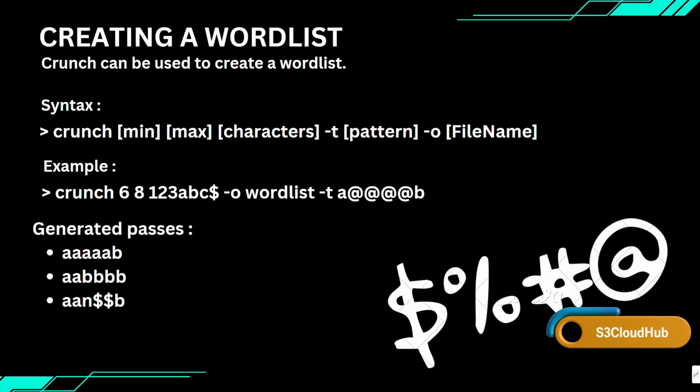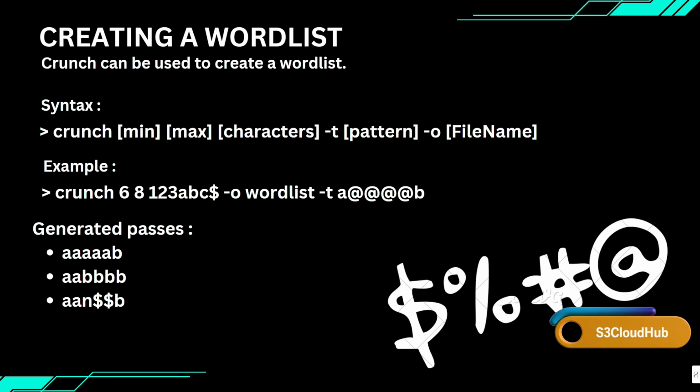You can also use the option -t, which is optional, to give a pattern. Let's say that you are looking at the person while they are typing their password and you have seen that the password will start with an A. So you can tell Crunch that the password will start with an A and then give me all possible combinations of passwords that start with an A. After that, we use the -o option to specify the file name where the passwords are going to be stored.